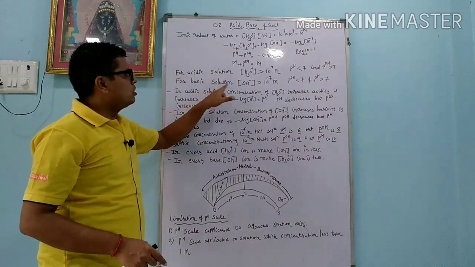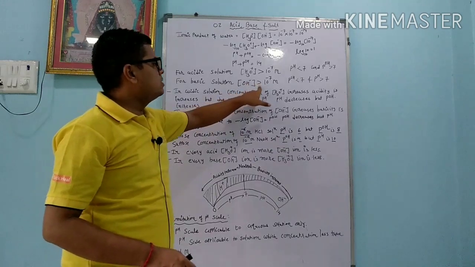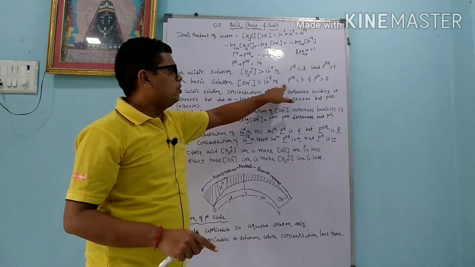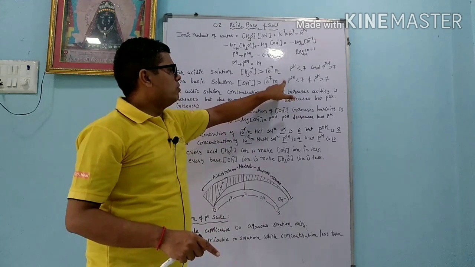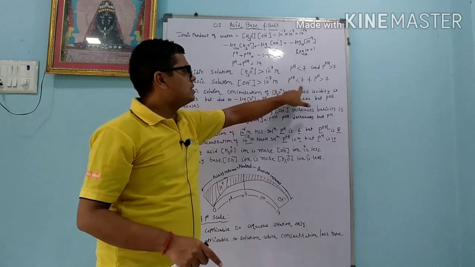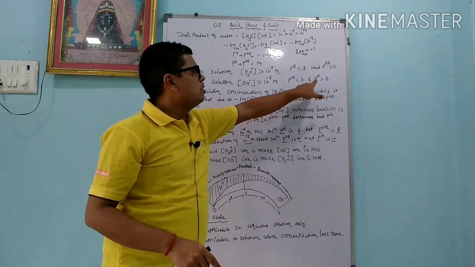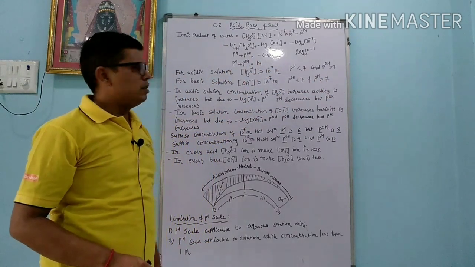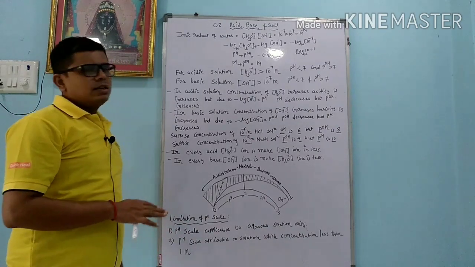For a basic solution, concentration of OH minus ion is greater than 10 raised to minus 7. As we apply minus log, pOH is less than 7. When pOH is less than 7, pH is greater than 7 according to this equation, pH plus pOH equals 14. Dear student, we will understand more.